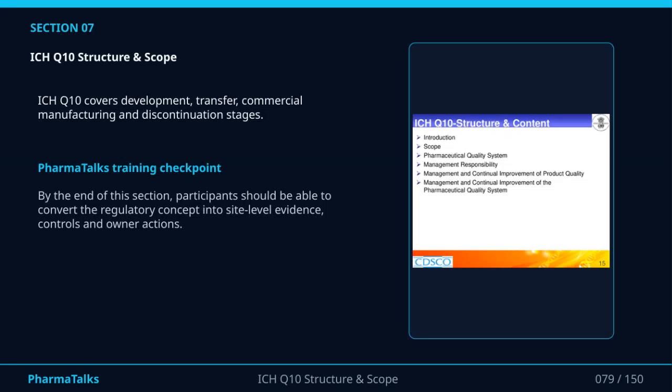In this section, we'll explore the structure and scope of ICH-Q10. This guideline addresses the entire life cycle of pharmaceutical products, covering key stages such as development, technology transfer, commercial manufacturing, and even product discontinuation. Our focus will be on understanding how to translate these regulatory concepts into practical actions at the site level. By the end of this section, you'll be equipped to implement appropriate evidence gathering, controls, and ownership responsibilities that align with ICH-Q10 requirements. This ensures not only compliance, but also enhances product quality and consistency throughout its life cycle.